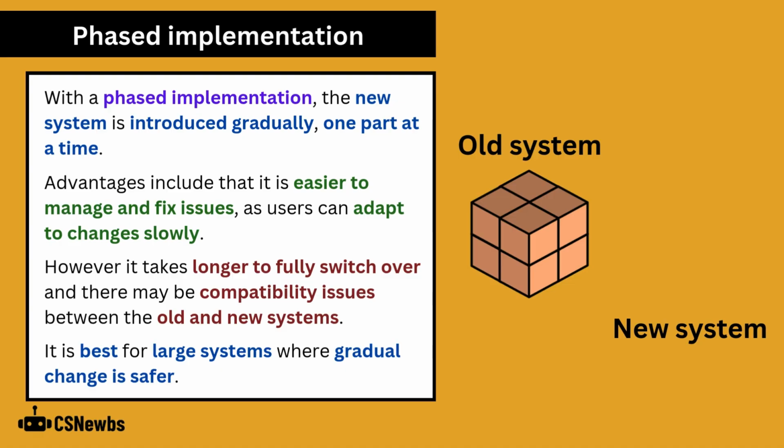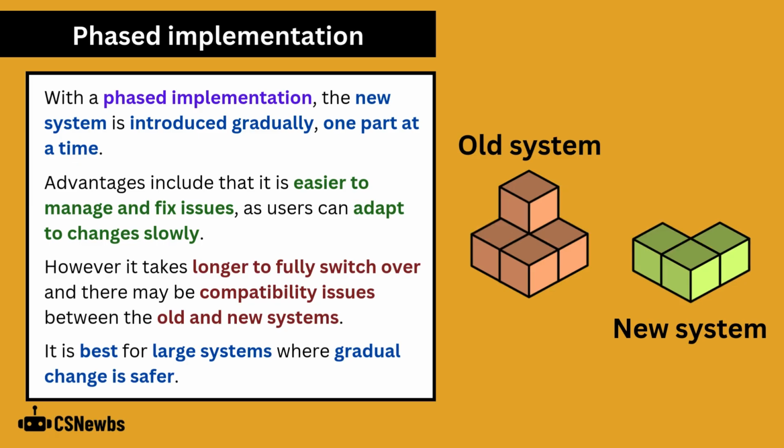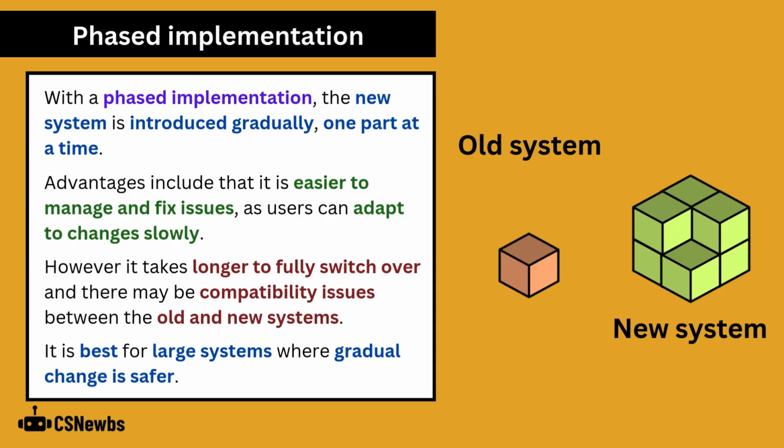With a phased implementation, the new system is introduced gradually, one part at a time. Advantages of this are that it's easier to manage and fix issues as users can adapt to changes slowly. However, it takes longer to fully switch over, and there may be compatibility issues between the old and new systems. A phased implementation is best for large systems where gradual change is safer.